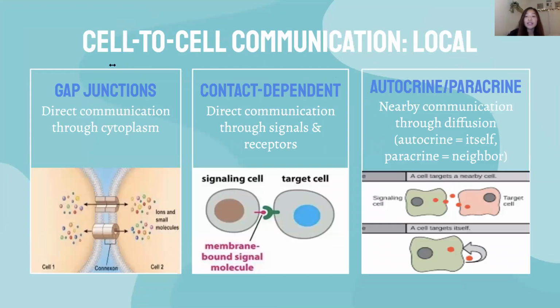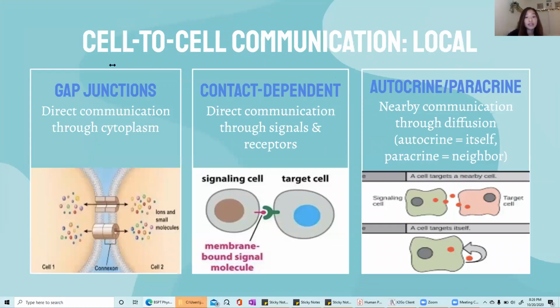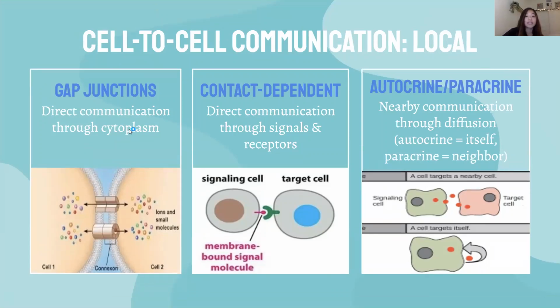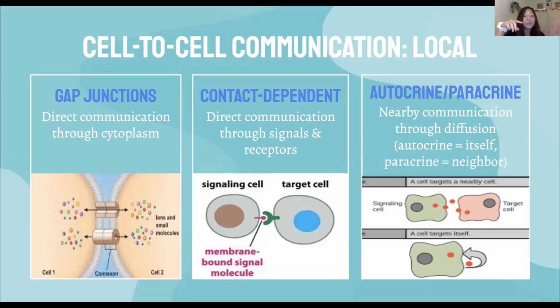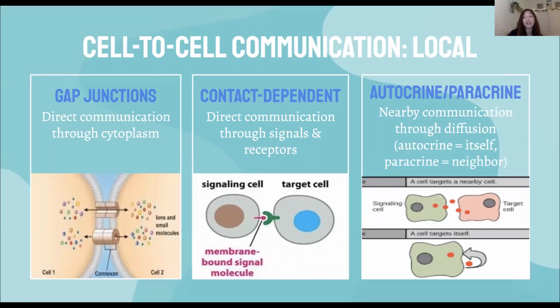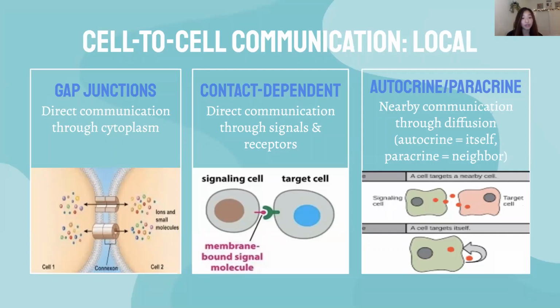Okay, so now local communication. This includes direct and nearby cell communication. Direct communication includes gap junctions and contact-dependent signals. Gap junctions are when the cytoplasm is connected and there's a direct exchange of signal between these cells. Whereas contact-dependent uses signal molecules and receptors to directly interact and communicate with one another.